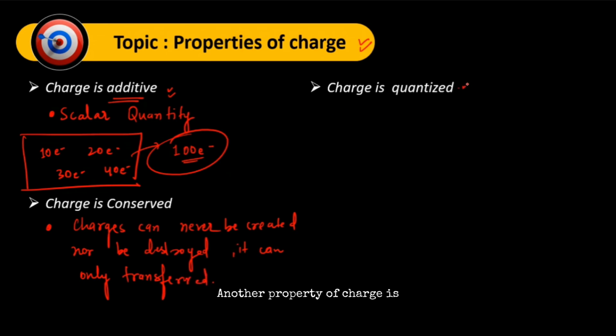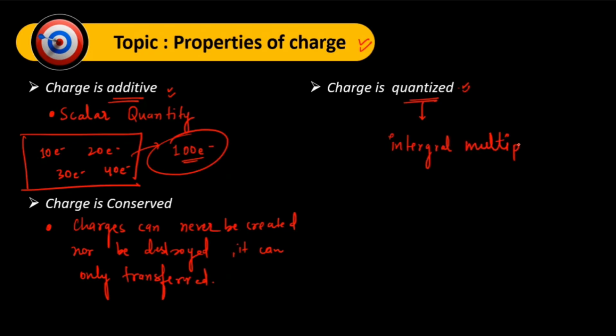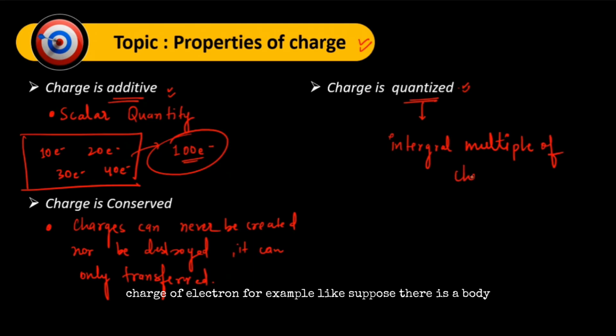Another property of charge is that charge is quantized. Now, this is the term which you might have heard in the class also. Quantized means that whenever we say any particular quantity is quantized, it means that quantity is an integral multiple of one such number. So here we can say charge is an integral multiple of the charge of an electron. For example, suppose there is a body and we have to find the total charge of the body.